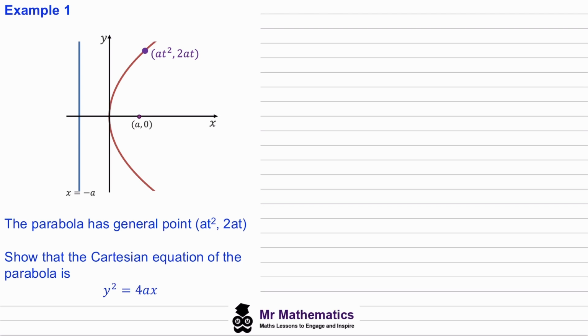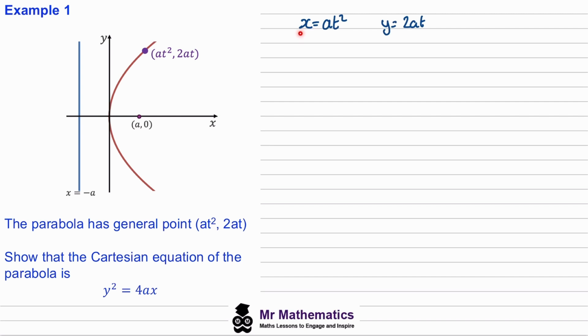So in example 1, we're given that the parabola has a general point with an x-coordinate of at squared and a y-coordinate of 2at. And we've been asked to show that from this parametric form, we can get the Cartesian form here. So if we know that x has a general point at squared, and that y has the general point 2at, then what we can do is make t the subject of this equation, and then we can substitute that value of t in terms of x into here. So then we'll have one equation involving the y and the t in terms of x.